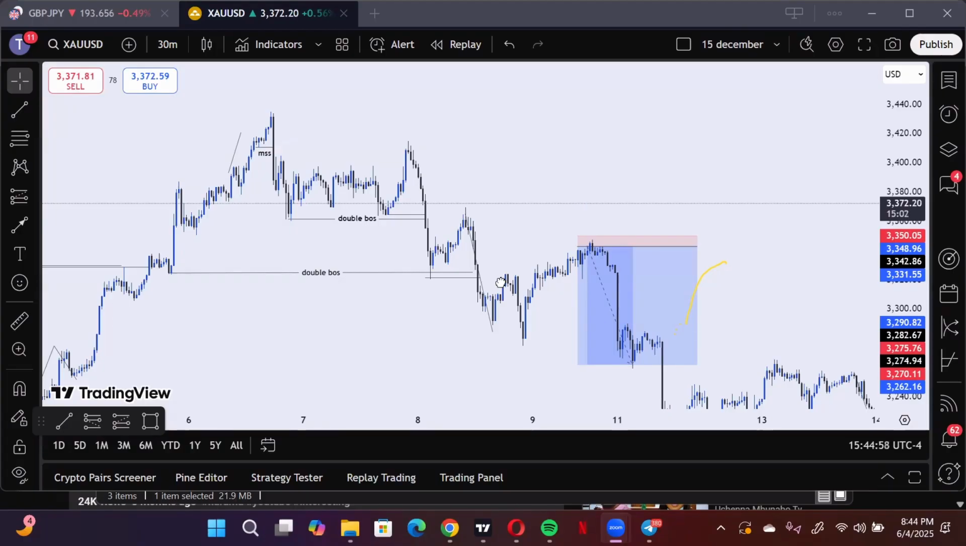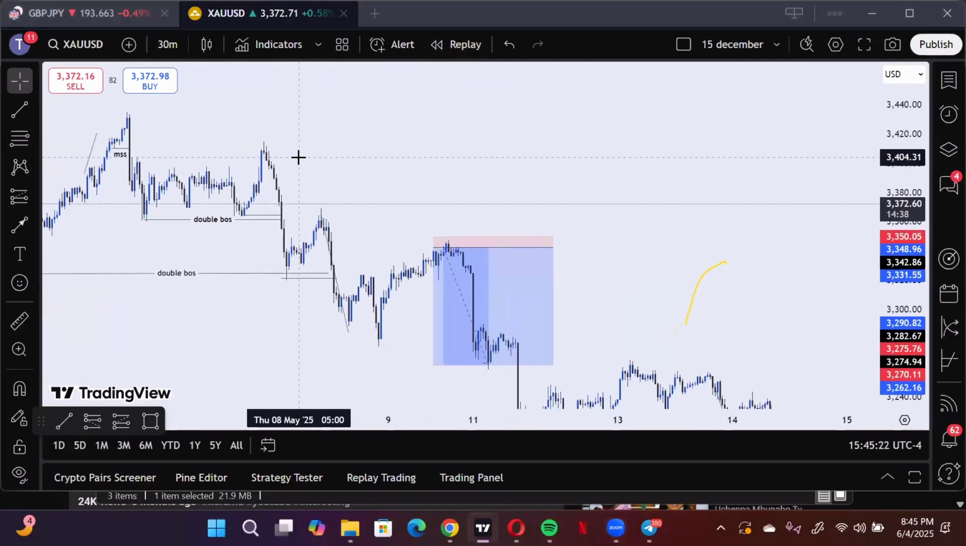So the inducement is the first pullback that the market makes after a market structure shift or a double breakout structure. That is what the inducement is, the pullback that the market makes after the market structure shifts or the breakout structure. Now, we only look for an inducement after you've seen a market structure shift or a double breakout structure. This is what I mean.